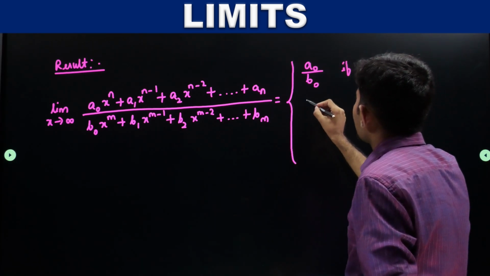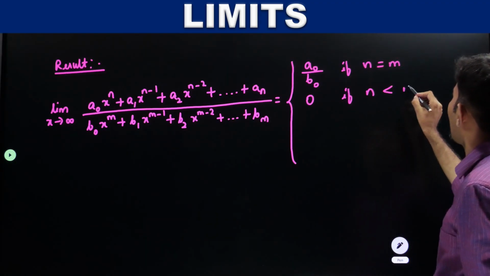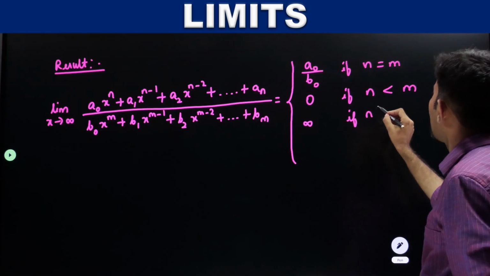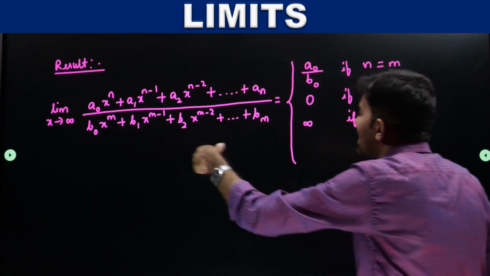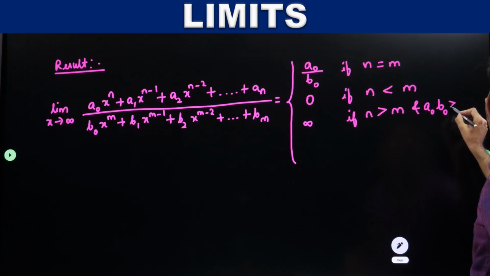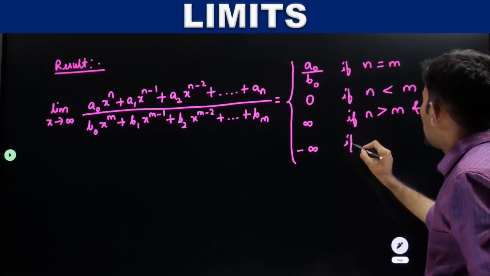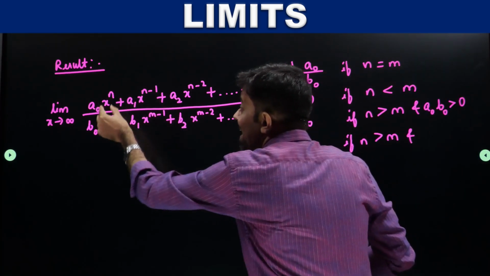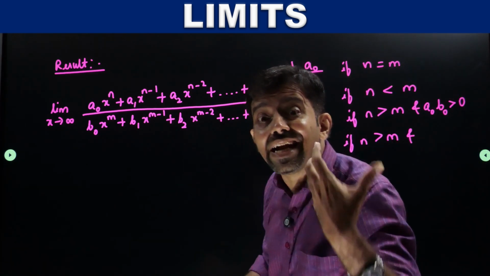Okay. The second case is 0 if the degree of the numerator is less than the degree of the denominator. Infinity if the degree of the numerator is greater than the degree of the denominator and the product of the leading coefficients a0 into b0 is positive. Minus infinity if the degree of the numerator is greater than the degree of the denominator and the product of the leading coefficients is negative. Leading coefficient means the coefficient of the highest power of x.